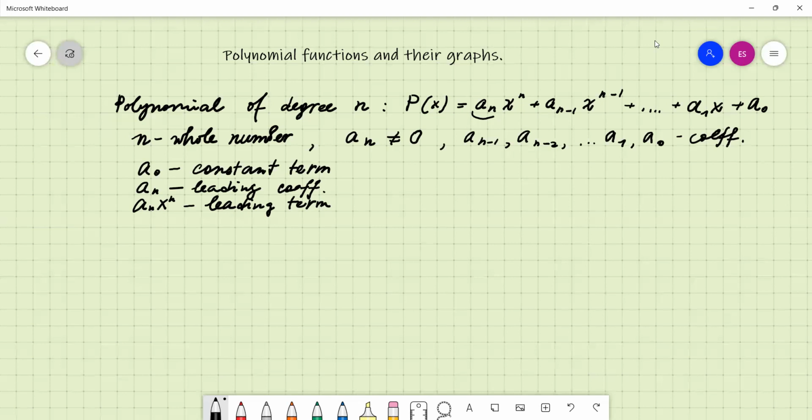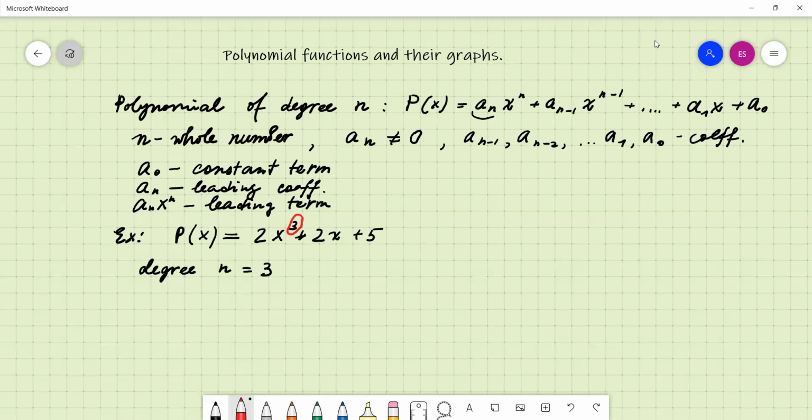Okay, a simple example of a polynomial. P of x equals 2x cubed plus 2x plus 5. A typical polynomial. What is the degree of this polynomial? Degree n equals 3. The highest power of x is the degree.